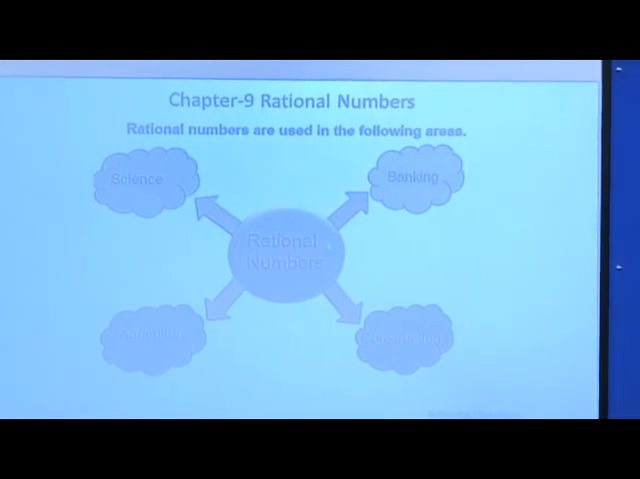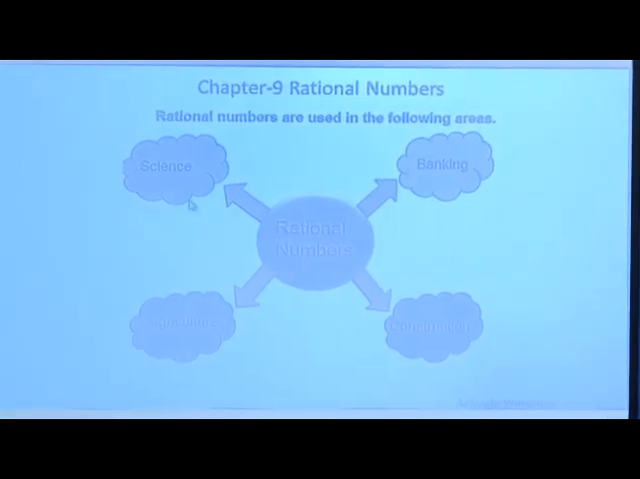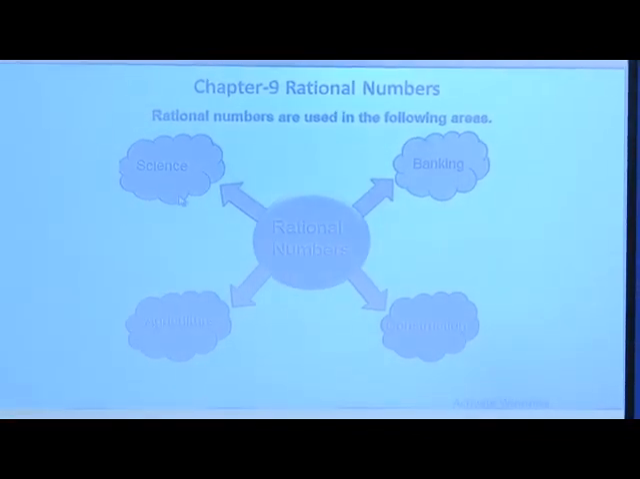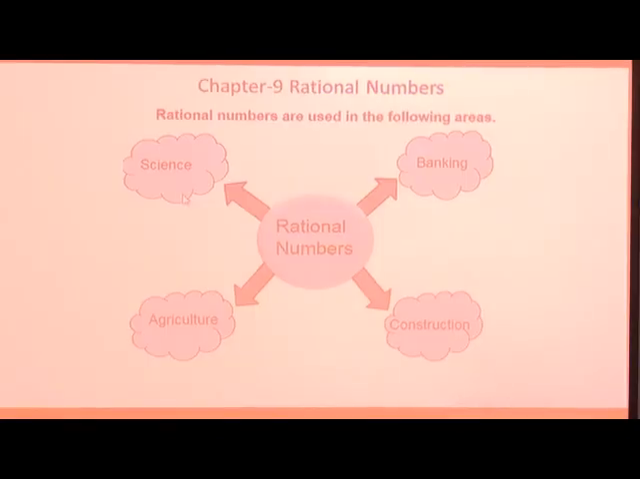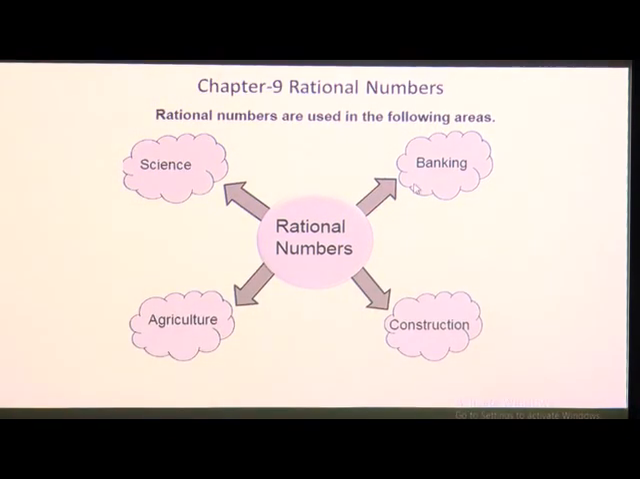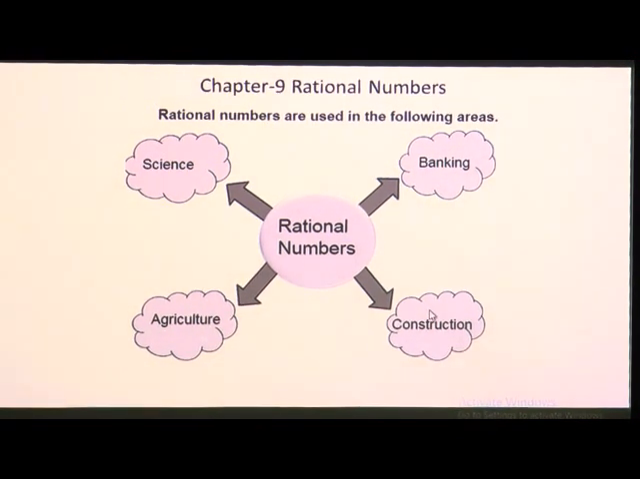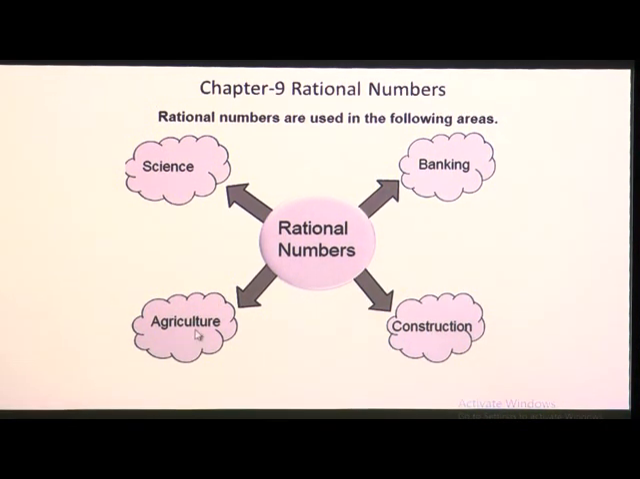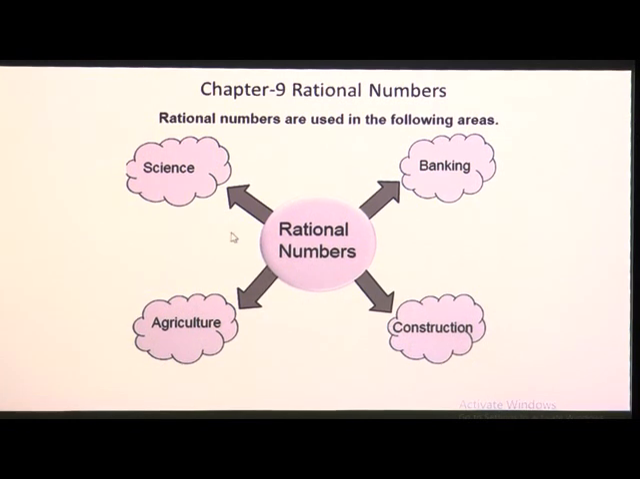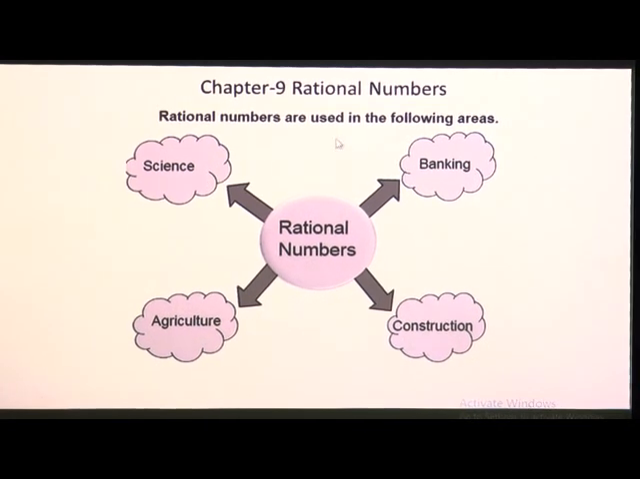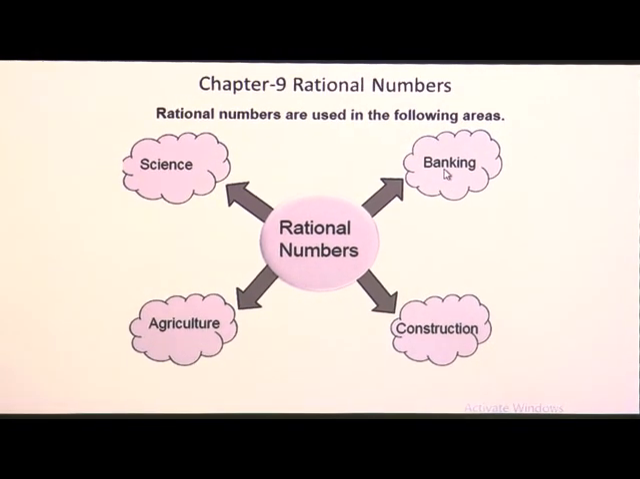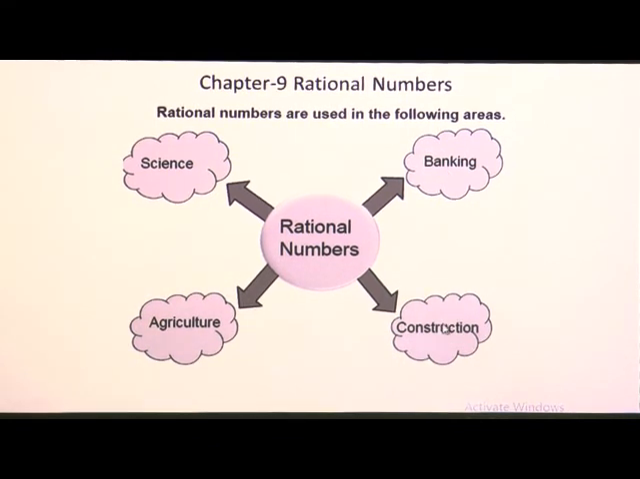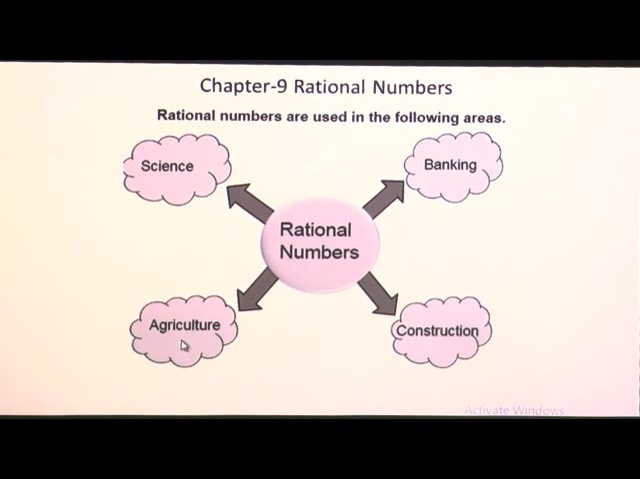Rational numbers are used in science in the form of fractions and decimals, in banking, that is in the bank, then construction, that is civil engineering, where we have calculations, even agriculture. So, the rational numbers are used in the science field as well as banking sectors, construction sectors and agriculture too.